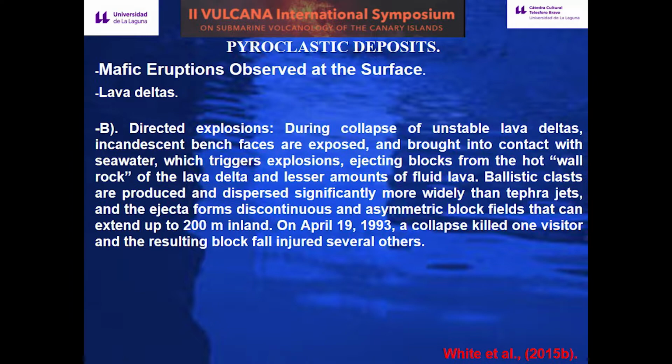Directed explosions occur during collapse of an unstable lava delta. Incandescent vent phases are exposed and come into contact with seawater, which triggers explosions ejecting blocks from the hot wall rock of the lava delta and a lesser amount of fluid lava. Ballistic clasts are produced and dispersed significantly more widely than with tephra jets, and the ejecta form discontinuous and asymmetrical block piles that can extend up to 200 meters inland.